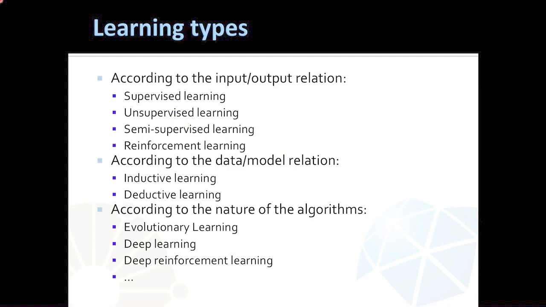When we say machine learning, we are talking about a lot of different types of learning. We can classify the types of learning in many different ways. According to the nature of the input-output relation, we have the supervised learning, the unsupervised learning, the semi-supervised learning, and the reinforcement learning. According to the data model relation, we have the inductive learning and the deductive learning. Besides these, we have a large number of algorithms that are based on distinct fundamental principles. We can mention the evolutionary learning, the deep learning, the deep reinforcement learning.